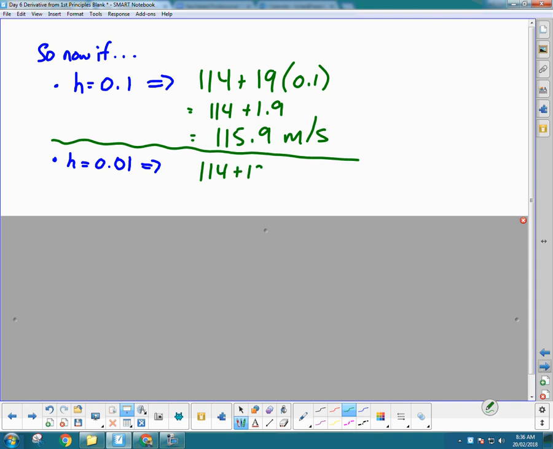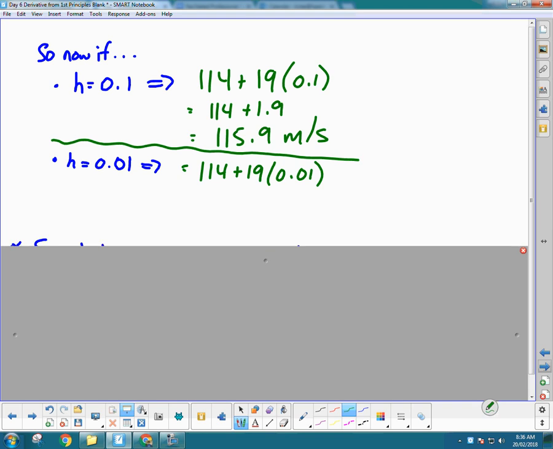114 plus 19 times 0.01. Equals 114 plus 0.19. And I get 114.19 meters per second.